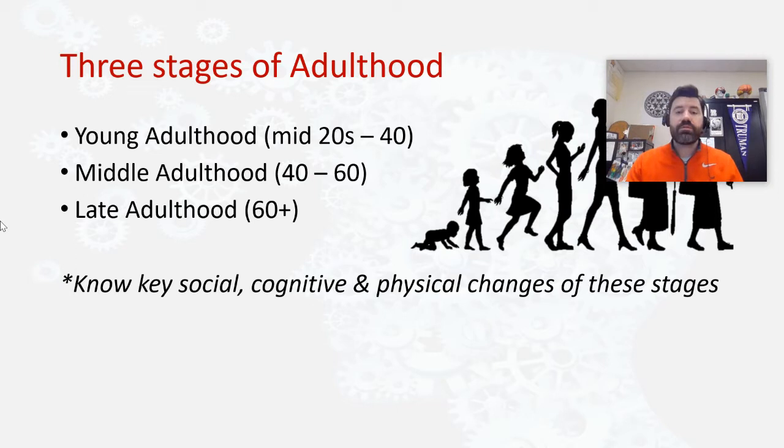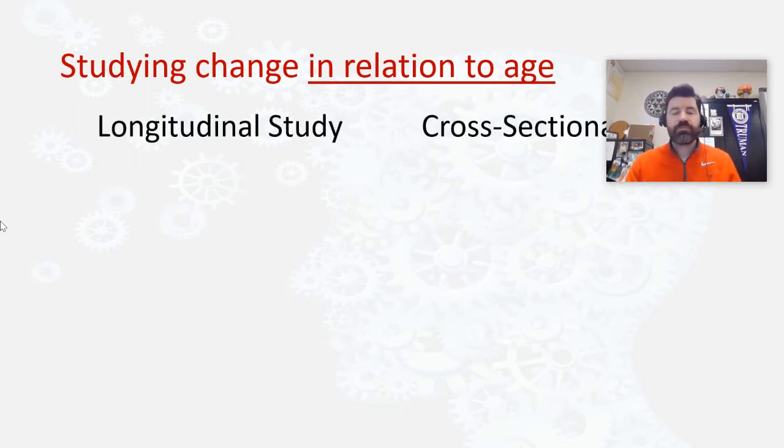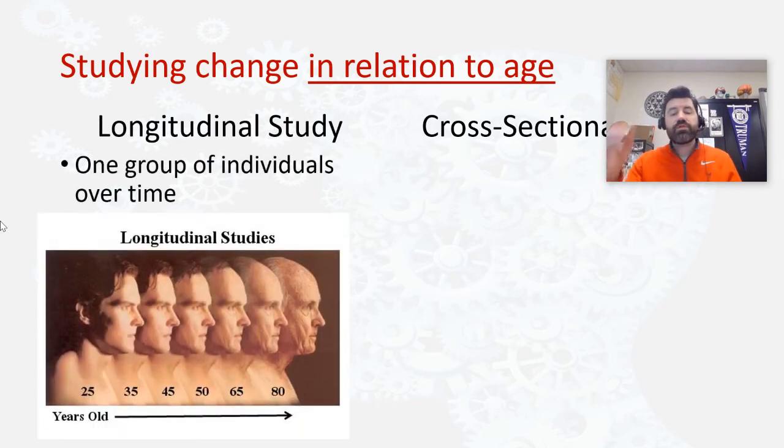Before we get into those 3 stages, keep in mind that as we are looking at development, there are a couple of different ways that psychologists may want to study how we change over time. And so, when we are studying change in relation to time, there are some approaches we could use. Sometimes we use what's called a longitudinal study. For a longitudinal study, this is where we take one group of people and we study them over a long period of time.